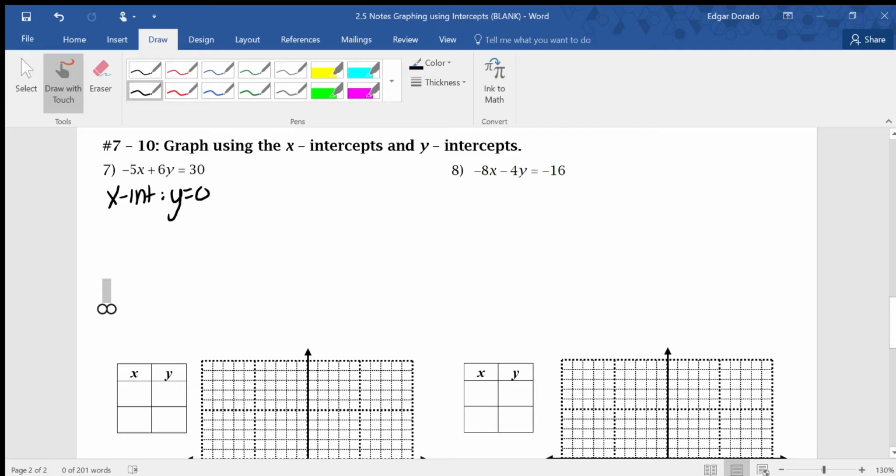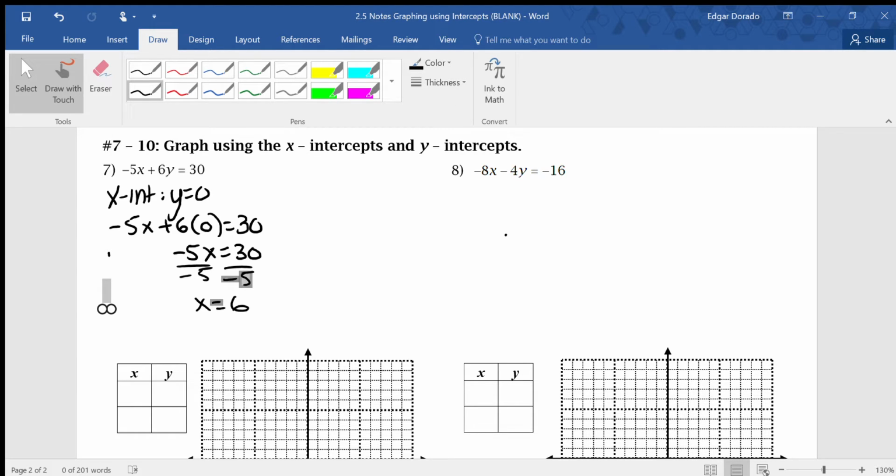Okay, so y equals 0 for my x-intercept. All right, I'm going to go ahead and substitute those values in. So let's see. I get negative 5x plus 6 parentheses 0 equals 30. Okay, well, 6 times 0 is just 0, so I get negative 5x equals 30. Divide by negative 5. I get x equals 6.